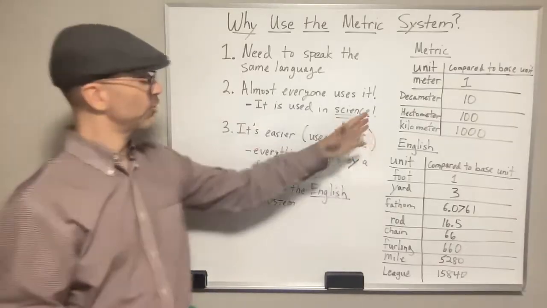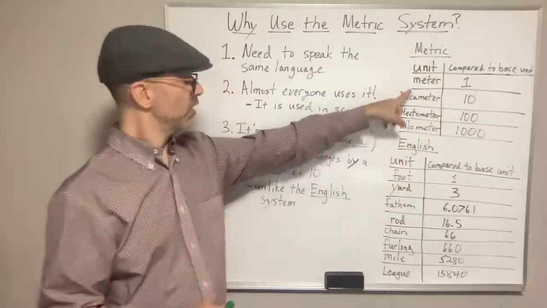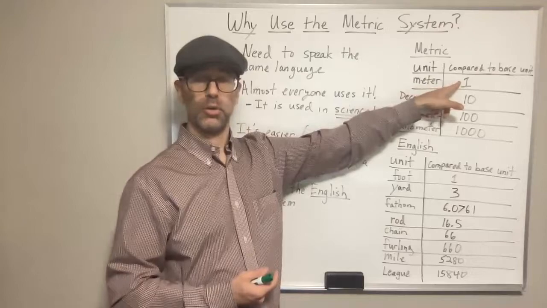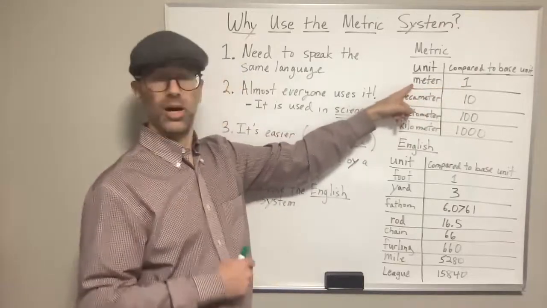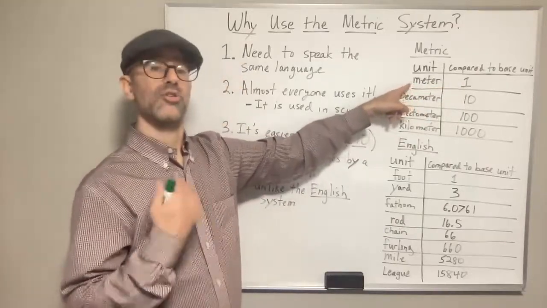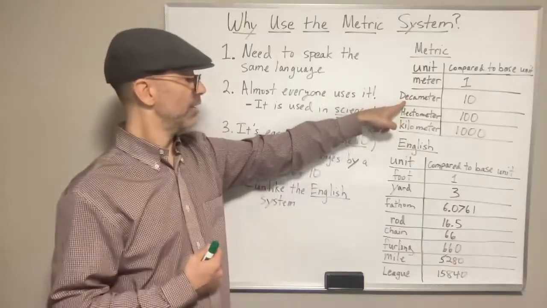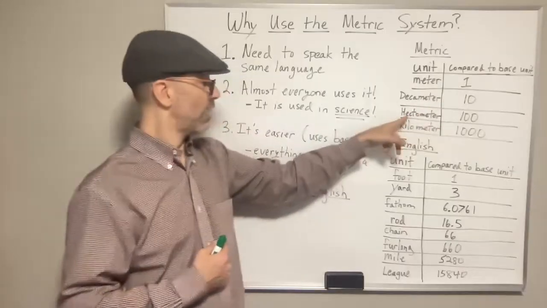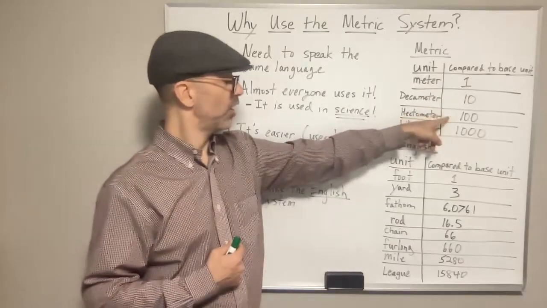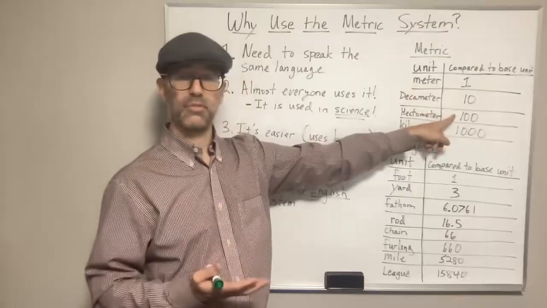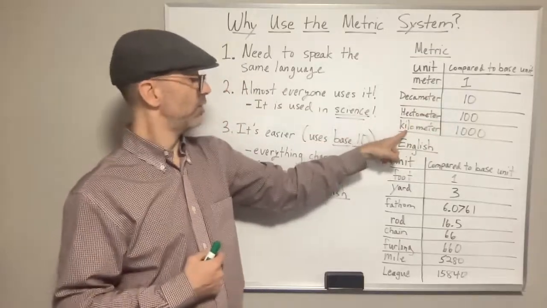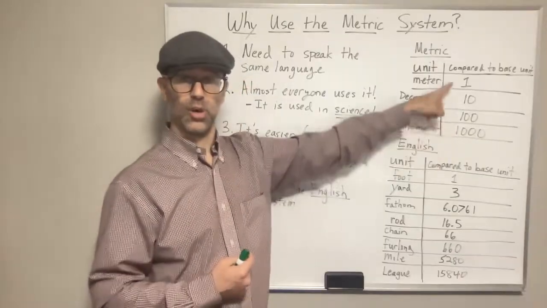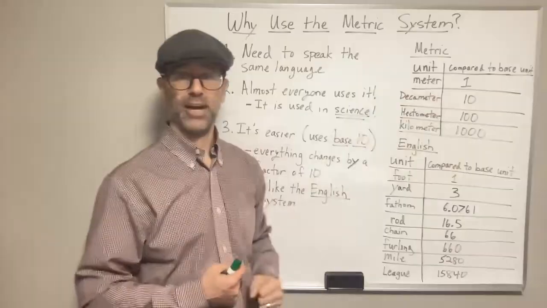So here's an example. You have the metric system here. If your base unit is the meter, then of course that's going to be 1. And then if we compare other metric units to the meter, like a decameter, that's going to be 10 meters. So it's multiplied by 10. If you have a hectometer, that's going to be 100 meters. So 100 times the base unit. Kilometer, that's going to be 1,000 times the base unit. So it's 1,000 meters, right? So all of these differ by a factor of 10.